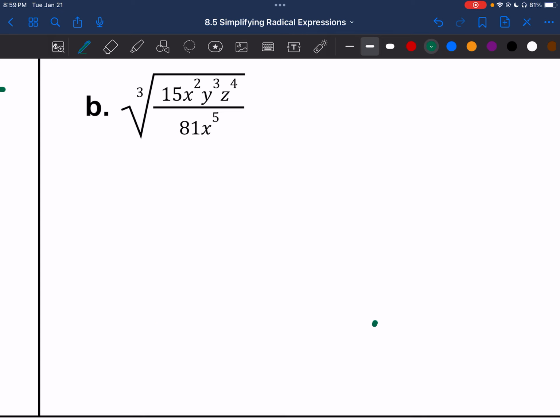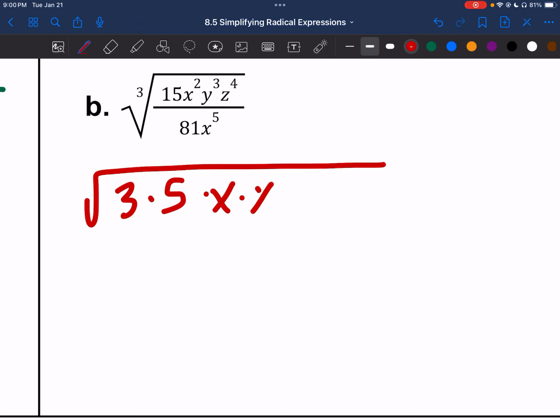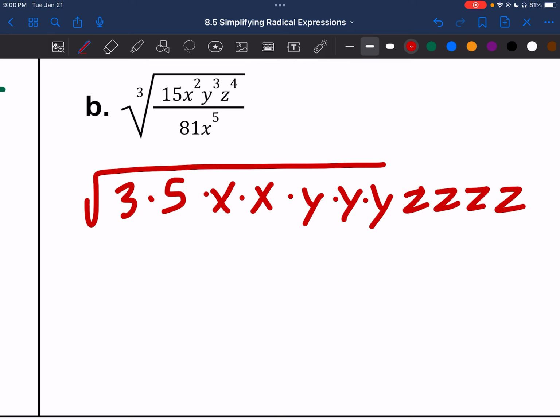All right, letter B. We have the third root, or the cube root, of all of this stuff. So 15, let's break that down. We're going to do a new square root. So 15 is 3 times 5. X squared is x times x. Y cubed is y times y times y. Z to the 4th is z, z, z, z. Hopefully you're not catching some z's while you're doing these notes.